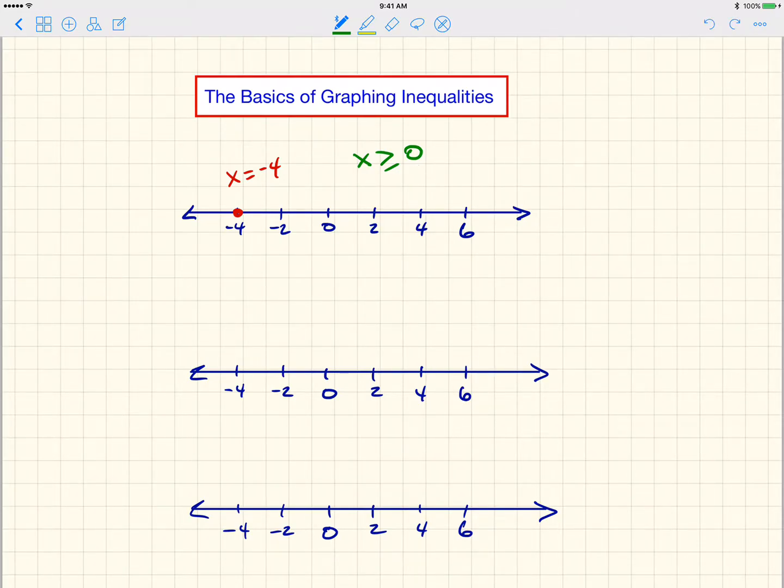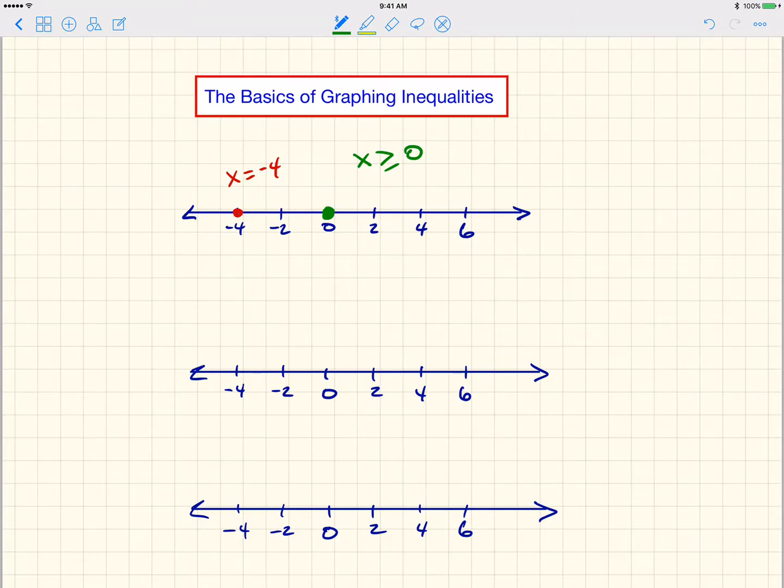When we graph something like that, what we want to do first is ask, is 0 included in the answer, yes or no? And then, which way do we move on the number line? The first thing we look at is the 0. Is the 0 included as a potential answer? The answer here is yes, because x can equal 0. To signify that, we put a solid point at 0.